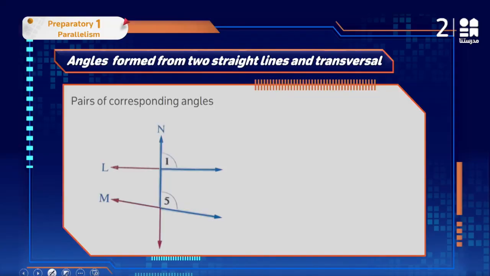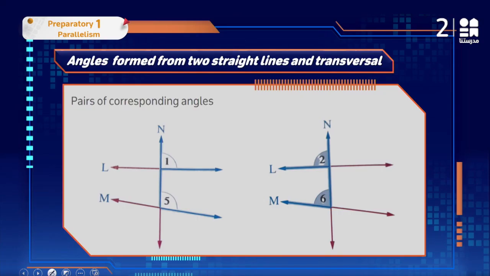Then we are still in corresponding angles. 1 and 5 are corresponding angles because both of them are above the line. 1 is above the first line, which is L, and 5 is above the second line, which is M, and on the same side. And also 2 and 6. 2 is above the first line, which is L, and 6 is above the second line, which is M, and both of them are on the same side of that transversal. That's all about corresponding angles. Now let's talk about interior angles on the same side of the transversal.